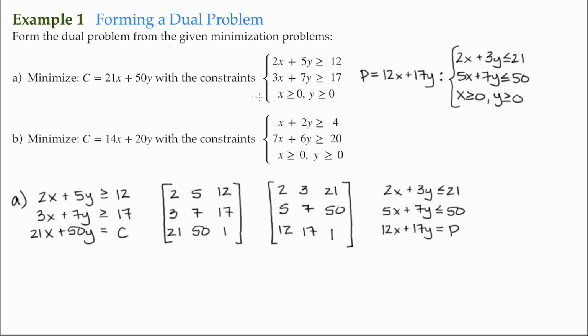So here's the primal problem. We have a minimization here, objective function, with the following constraints. Here's its dual. We now have a maximization problem with the following constraints. So let's try letter B.